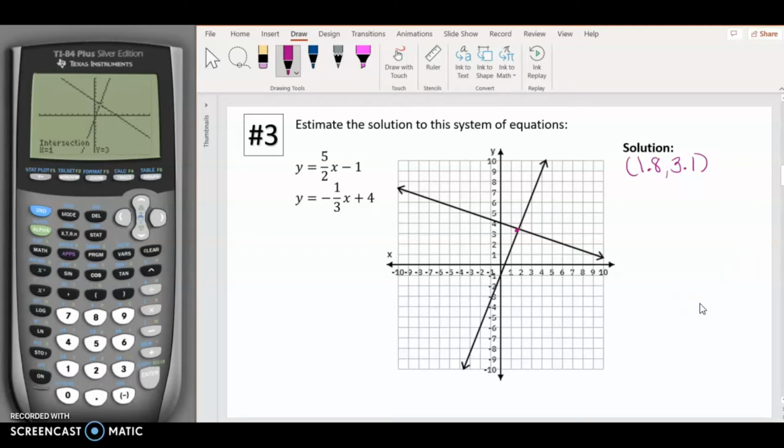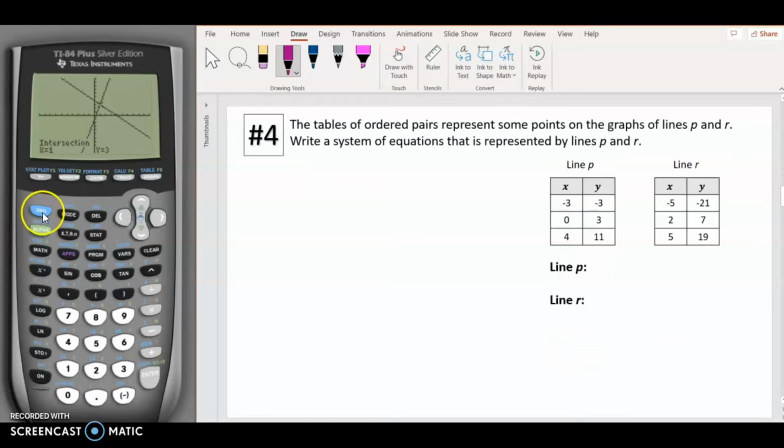two lines will intersect. So in this problem, it says the tables of ordered pairs represent some points on the graphs of lines P and R. Write a system that is represented by P and R. So the quickest way to do this is to do linear regressions. You'll have to do one for each table.